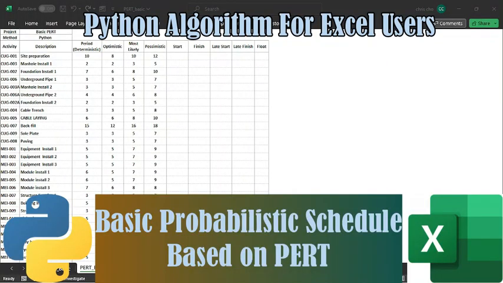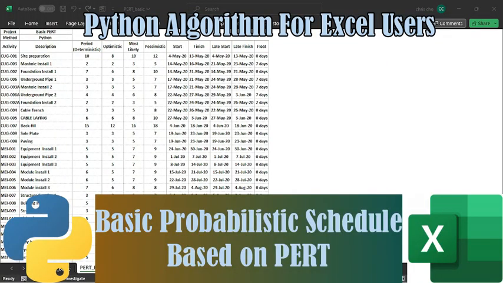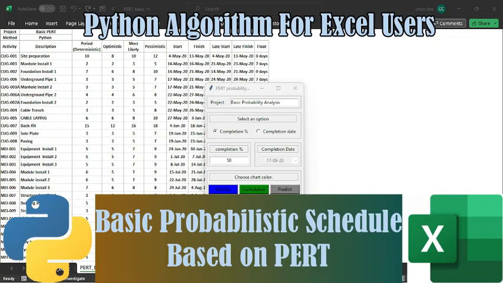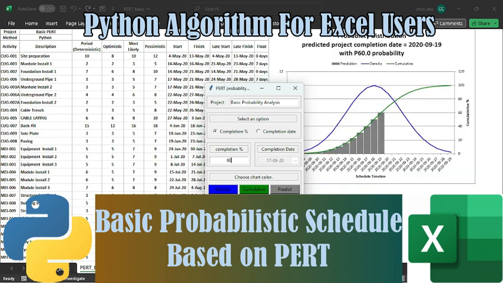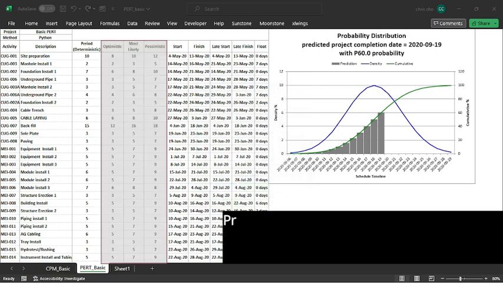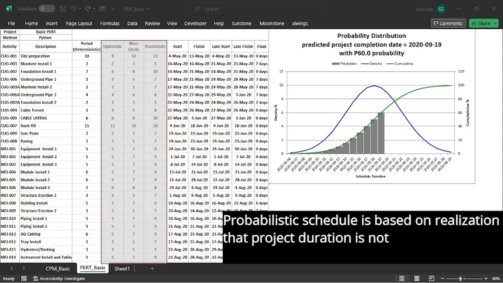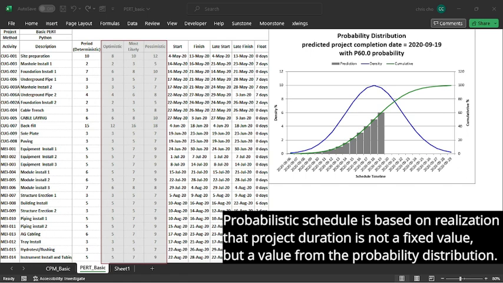In this video, we are discussing probabilistic schedule in a way to address uncertainty existing in deterministic schedule. Probabilistic schedule is based on realization that project duration is not a fixed value, but a value determined from the probability distribution.